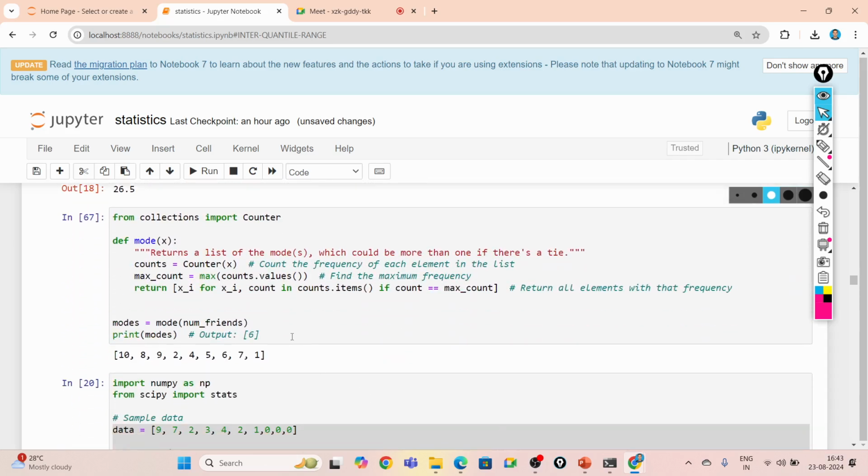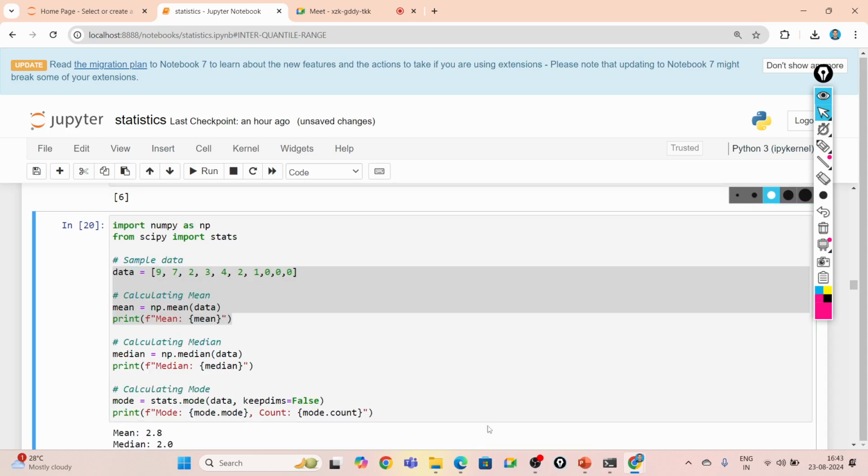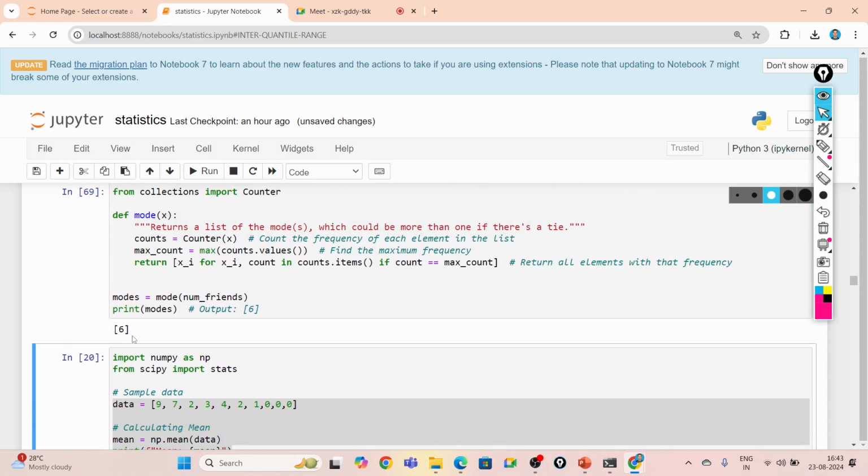Yes, we are now on the mode. If I run this code, I will get the mode as 6. Can you see this? The mode is 6 and its count is what? Its count is 13. Okay, clear?